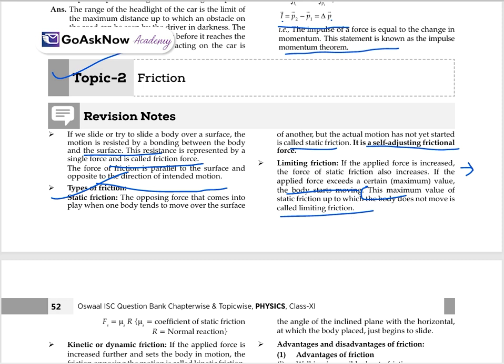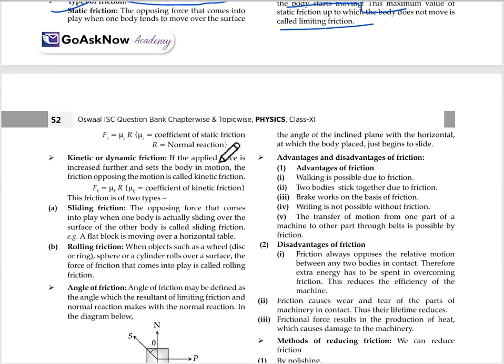Now, kinetic or dynamic friction: if the applied force is increased for a body in motion, the friction opposing the motion is called kinetic friction. That means Fk equals mu k R, where mu k is nothing but the coefficient of kinetic friction. There are some types of kinetic friction: sliding, rolling, and so on.